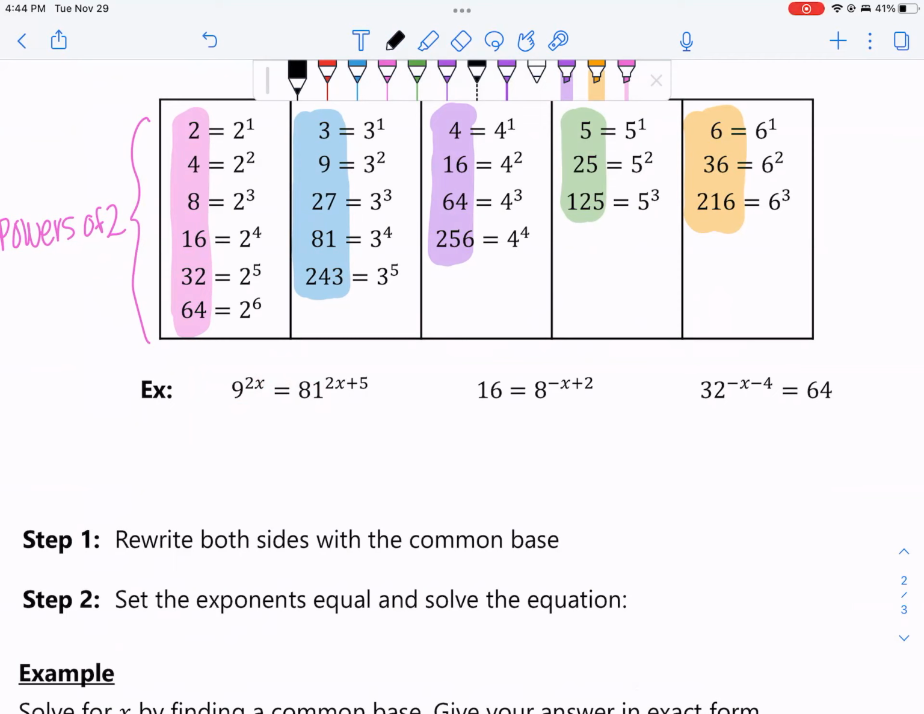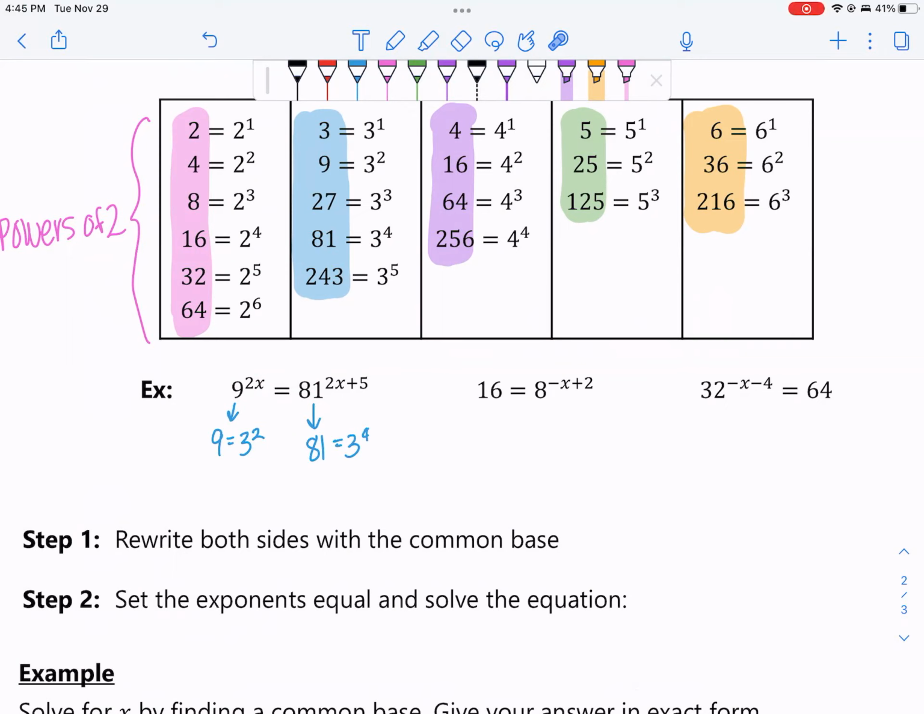They're also both powers of 3. They share a common base. So I could rewrite this, knowing that 9 is 3 squared, 81 is 3 raised to the 4th power. That's what we have right here. Right? 9 and 81 are in the same family here.